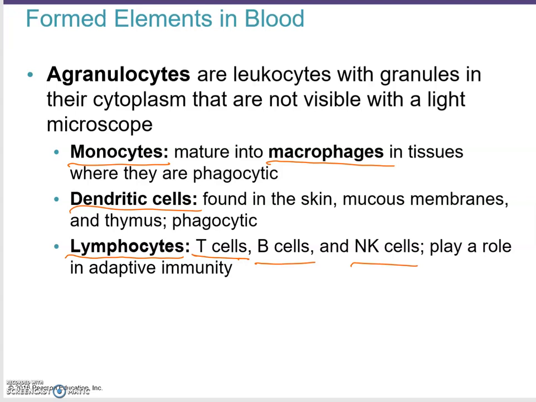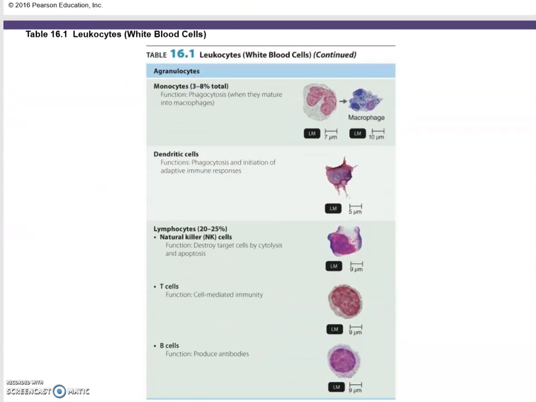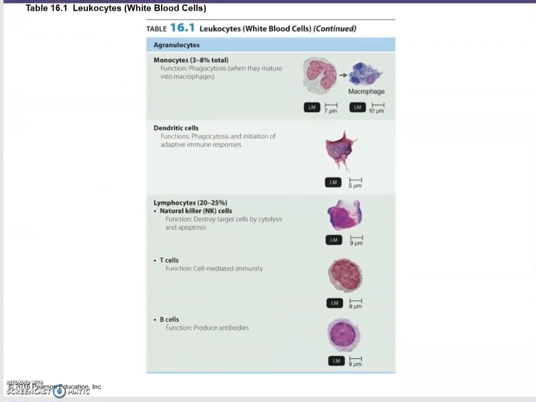Now, T cells engage in cell-mediated immune functions. B cells form antibodies, and natural killer cells are kind of like the cytotoxic T cells, or the T cells in general, that engage in more cell-mediated functions, and they all play a role in adaptive immune functions. So here is a table that summarizes the white blood cells, the types and how often they occur, what they look like, how they differentiate. For example, the monocyte into a macrophage is a good thing to know. This is for your review as you study.